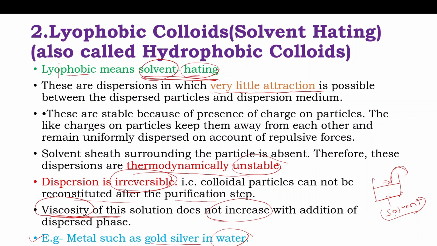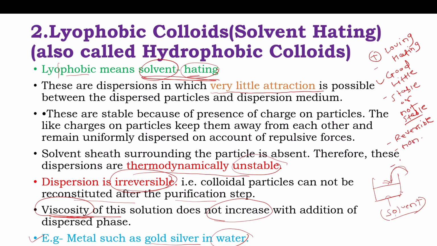Okay. So mainly हमें इसमें 4 points याद रखने हैं. First one, it is the loving or hating in nature. Second, good interaction or a little interaction. Based upon this point, stable or not stable. Okay, stable or not stable. That is reversible or non-reversible. And viscosity. Based upon the viscosity we can add one point. When addition of the colloidal particle, viscosity increases.